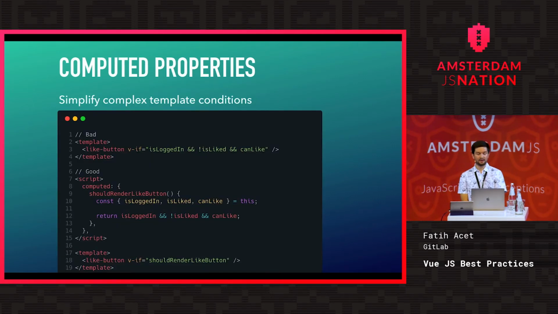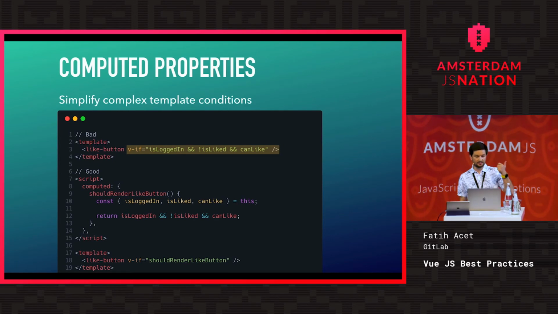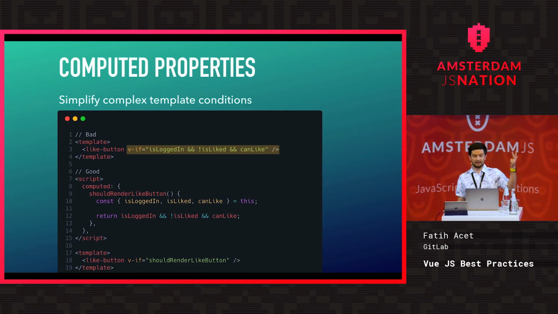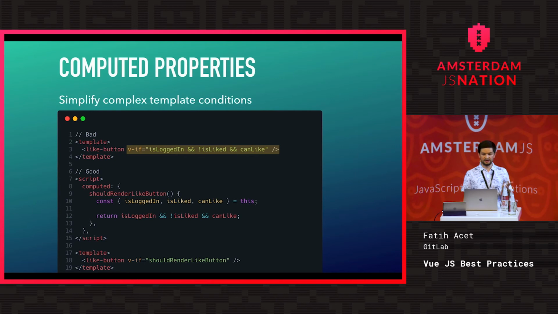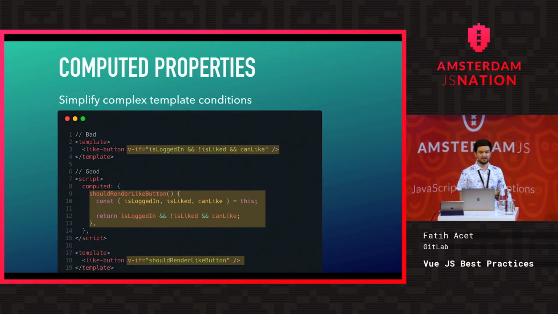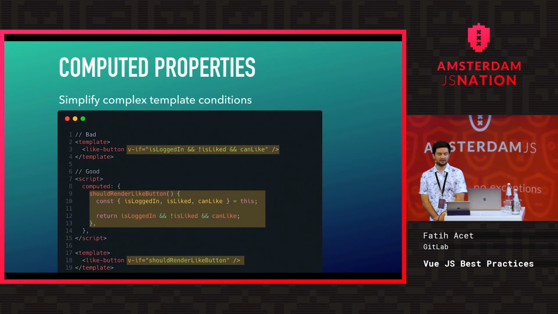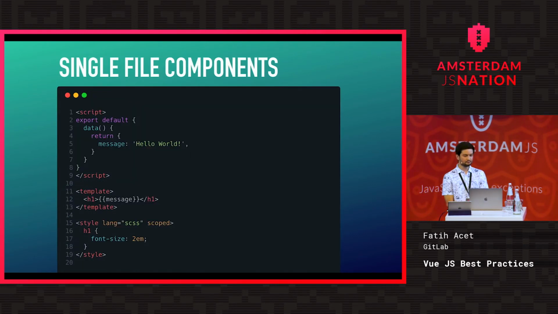And also the other thing is simplify complex template conditions. Like this one, we have the if in the template, it looks at is logged in, is not liked, and can like. So instead of doing this, we can create a computed property, should render like button, and then we can basically use it in the template. So it will make our code a lot easier and also testable.